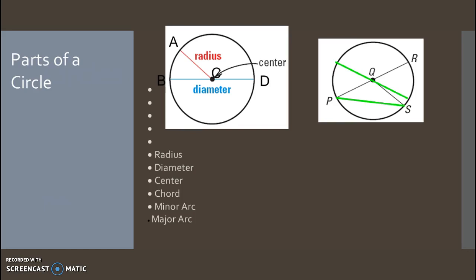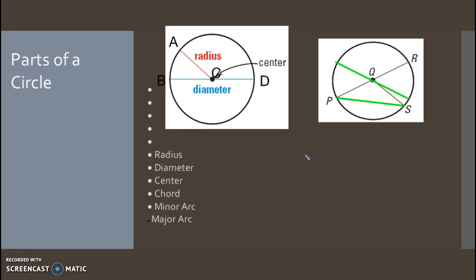The center of the circle is the one that's equidistant from all of the points on the outside. And a chord is a segment where both endpoints are on the circle, but it doesn't necessarily have to go through the center. So a diameter is a chord, but a chord does not always have to be a diameter. So over here on this circle, these green segments are chords.